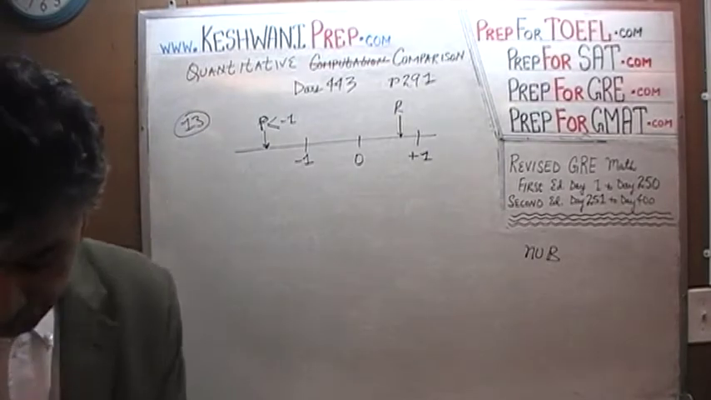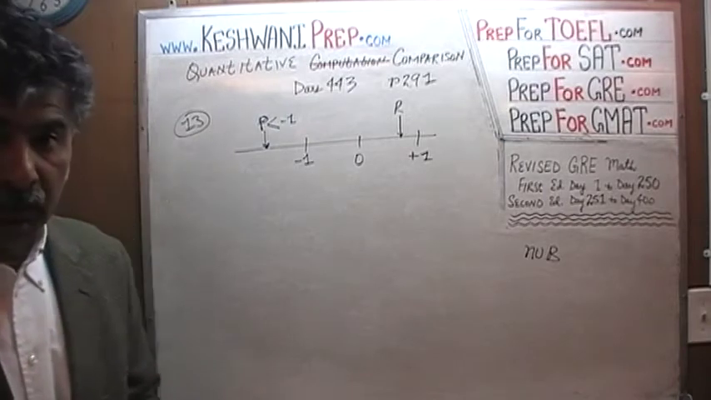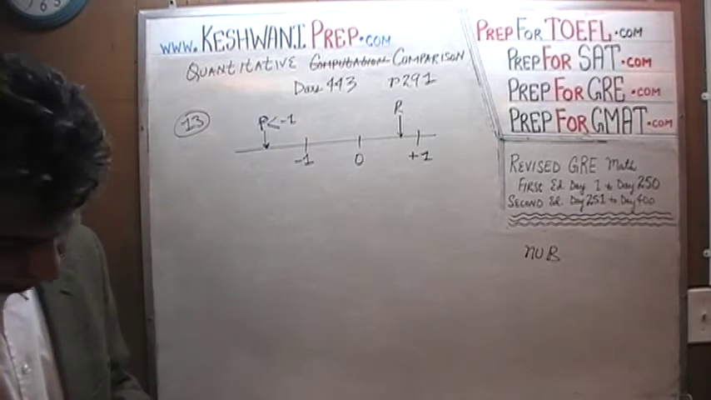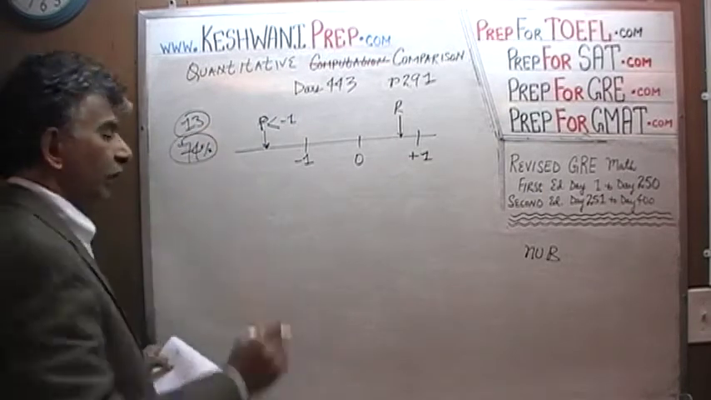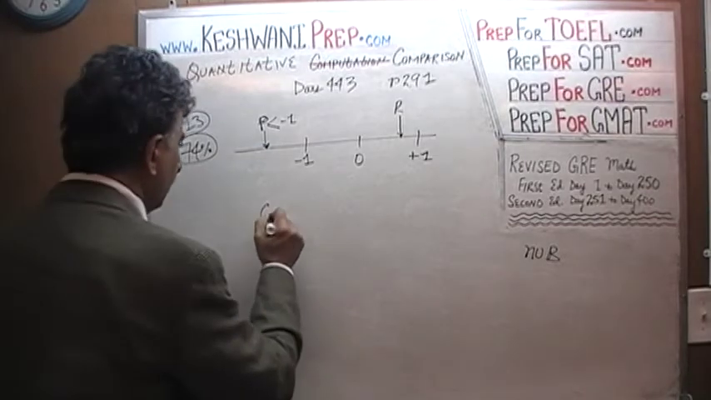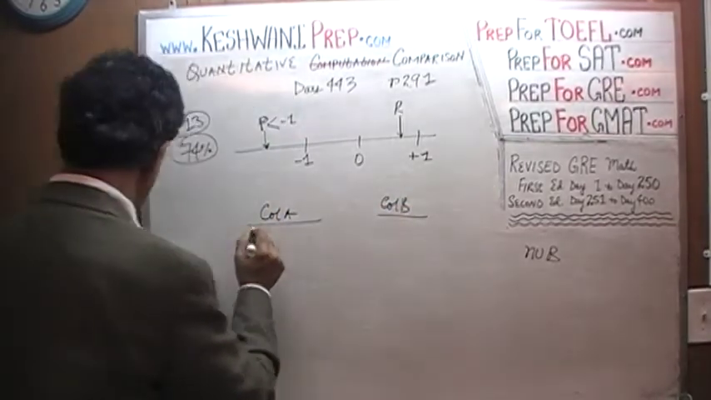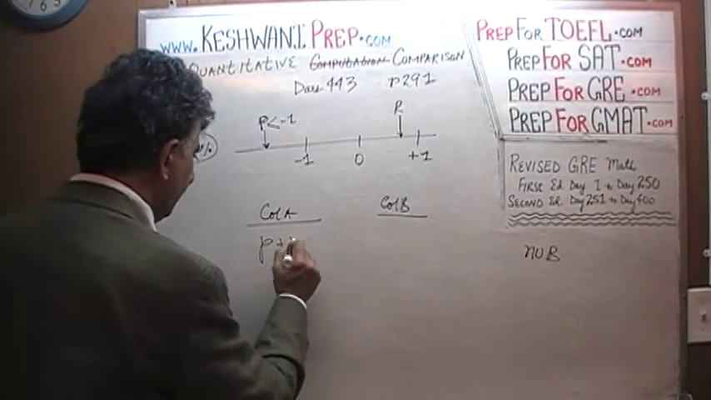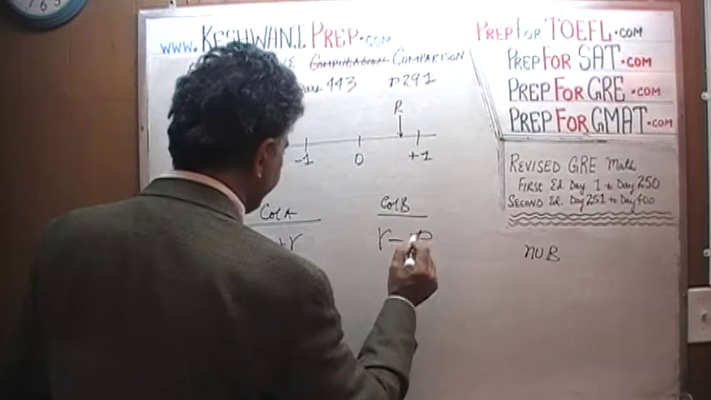Number 13 pertains to the same picture as the one that we just did, number 12. Number 12 and 13 share the picture right there. And this one, 74% of people had no trouble with this one. About 3/4 of the people got it right. And here's what we're being told. Column A and column B. In column A we have P plus R, and in column B we have R minus P.